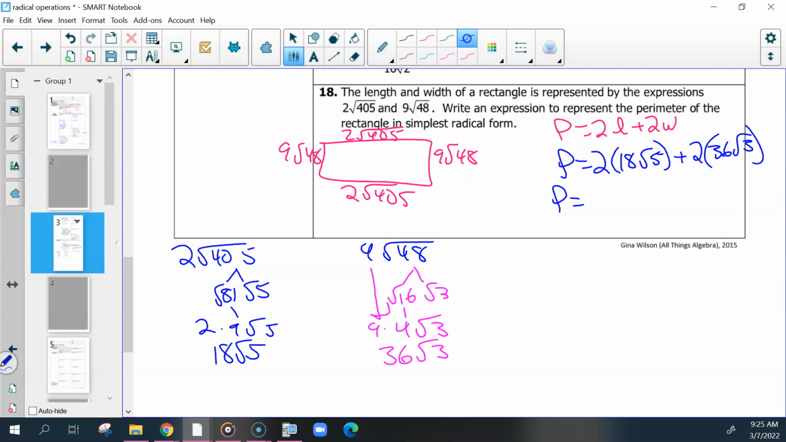Multiplying this out, this would give me 36 times the square root of 5 plus 72 times the square root of 3. If I actually wanted to know what the perimeter was in numbers, I could put all of that in. I don't really care to know that number. I just needed to simplify it. You can if you so choose.